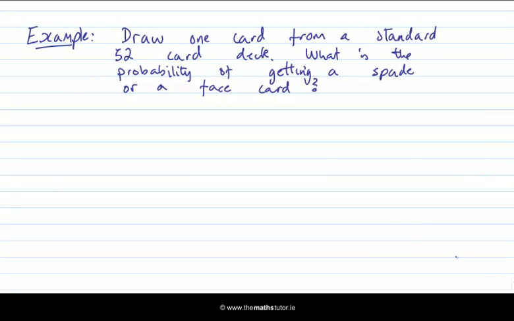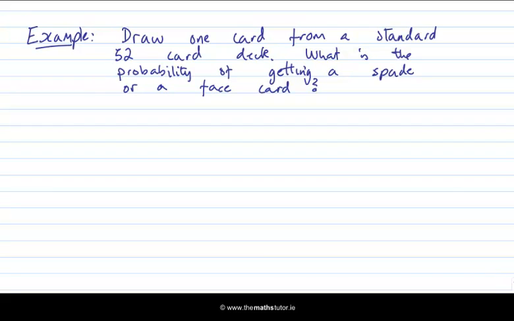So let's say that we draw a card from a standard 52 card deck, and the question is, what's the probability of getting either a spade or a face card? So this is a situation where we could use the addition law if we wanted. You could work this out without the addition law, because you can just list off all the successful outcomes and divide by the total number of outcomes. They're all equally likely. But we're going to do it using the addition law just to show how that works.